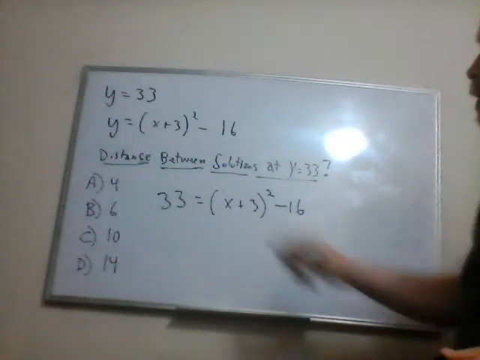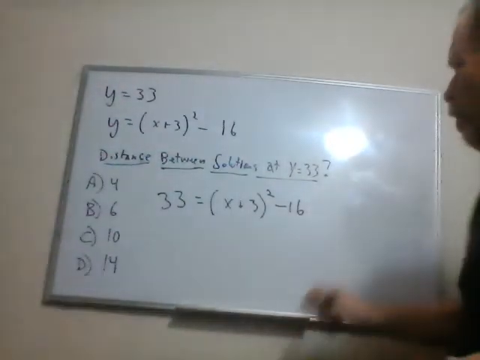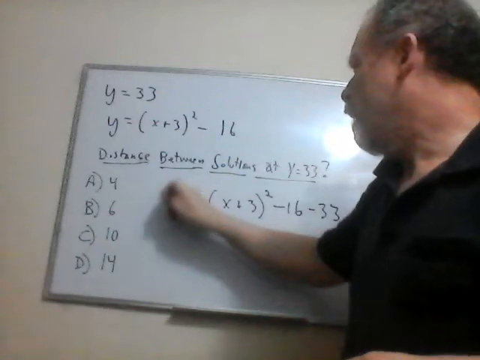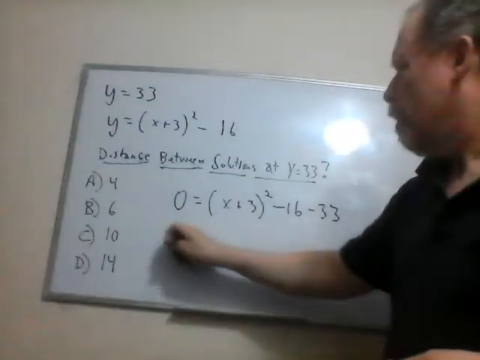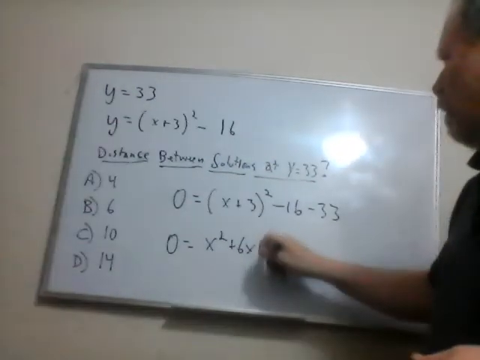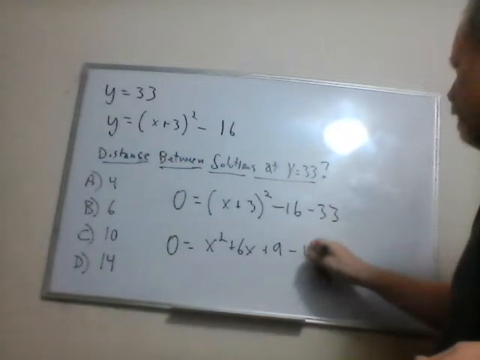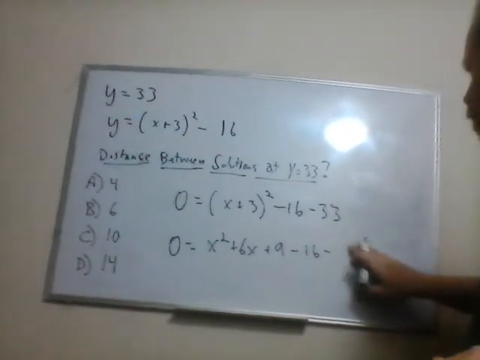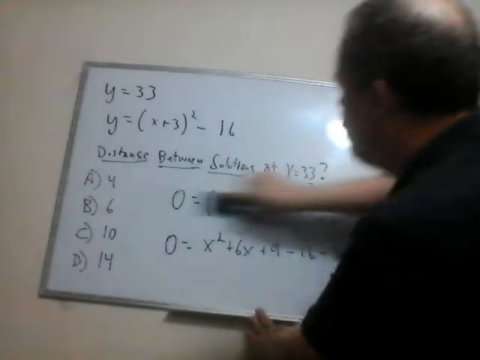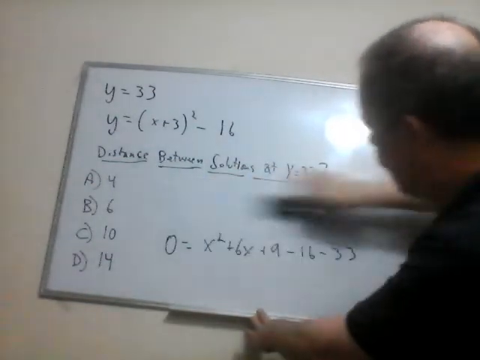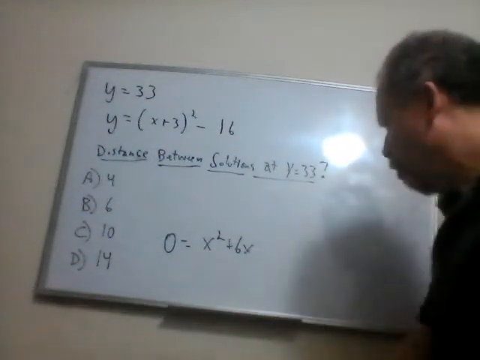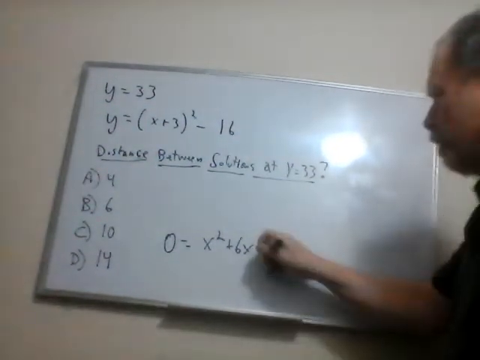So it doesn't look like a quadratic because you don't have a 0. You can easily fix that by moving this 33 over here. From there, I'm going to convert this to x squared plus 6x plus 9. And it's minus 16 and minus 33. You should not need a calculator for that. It becomes minus 49 plus 9 becomes minus 40. And now it looks like a quadratic, doesn't it?